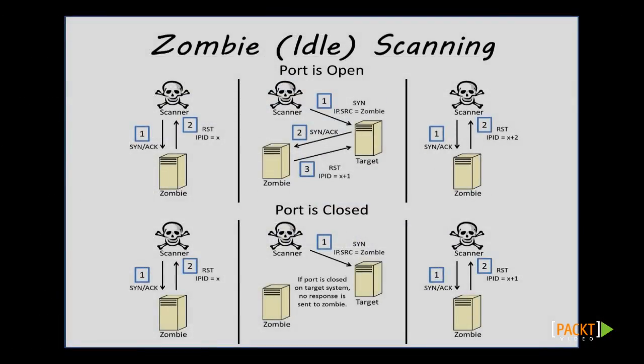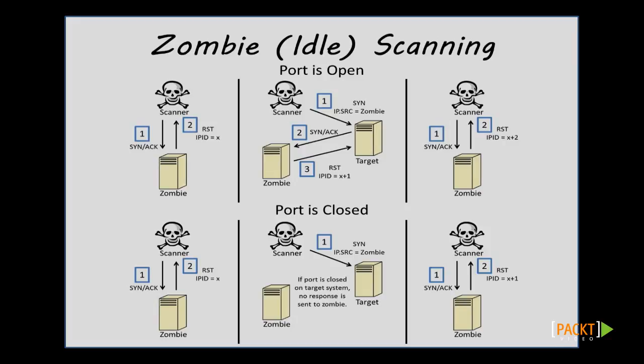Take a look at this diagram. This is the sequence of events that take place for each port that is scanned using the zombie scan. First, we send a SYN/ACK packet to our zombie to record the IPID of the RST packet that we receive in response. Now we have a sequence number that we can start from. Then we send a spoofed SYN packet using the IP address of the zombie system to the victim that we are performing the zombie scan against.